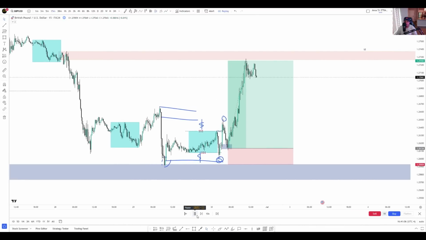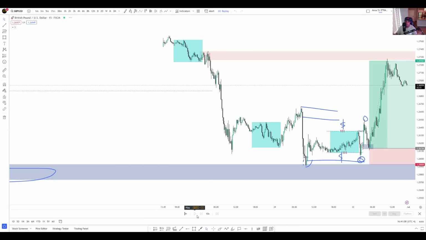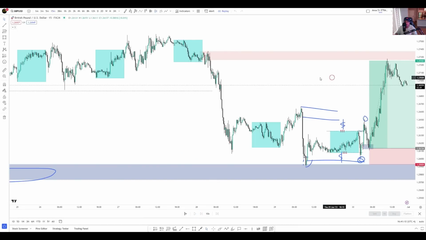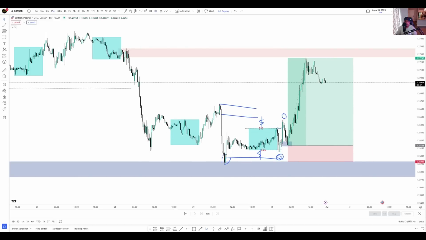Pretty much very easy. TB, right after the TB, price started reversing right after that, and the market is almost closed now. We have a couple of minutes before the close of this market, because it's Friday at the end of the day.